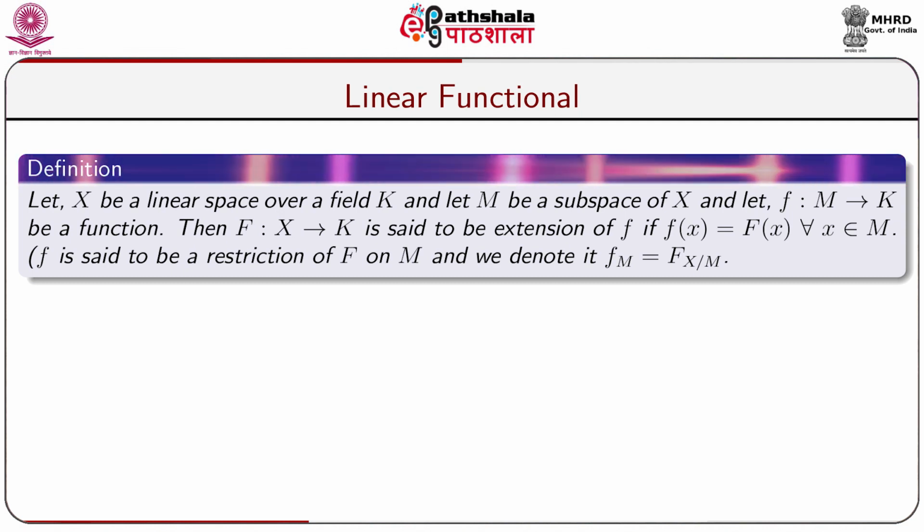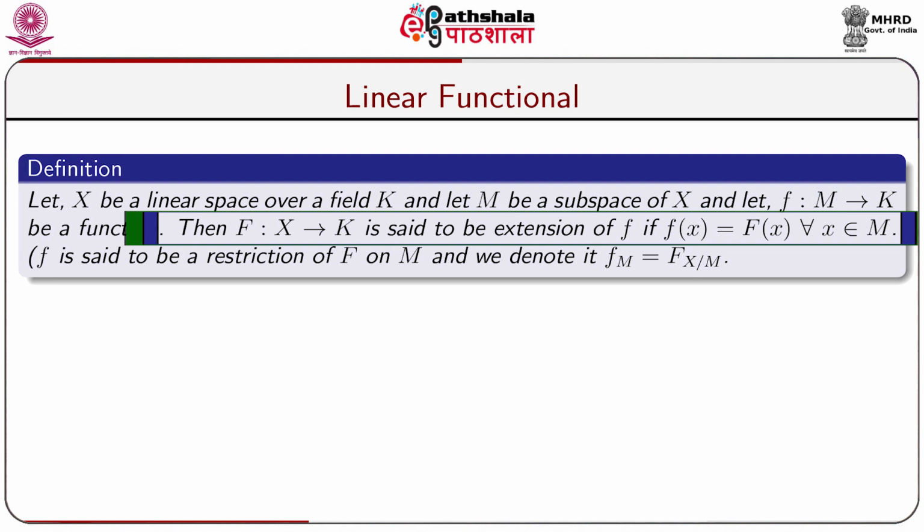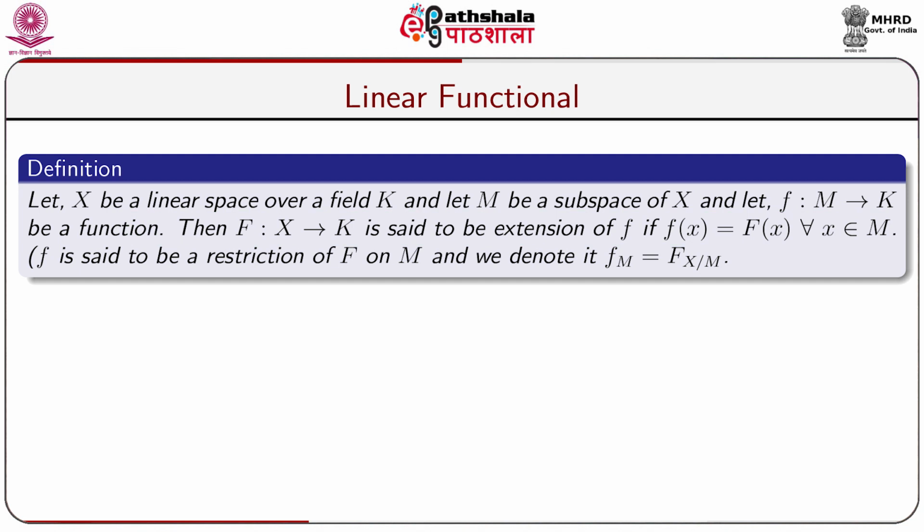So, let us take a definition. Let X be a linear space over a field capital K and let M be a subspace of capital X. Let f be a mapping from M to K, where K is the field of scalars. Then capital F, a mapping from capital X to K, is said to be an extension of small f if f(x) is equal to F(x) for all x belonging to capital M, and we also say that f is a restriction of F on M, and we denote it F restricted to M is equal to f. Also, we have learned the extension of bounded linear operators.